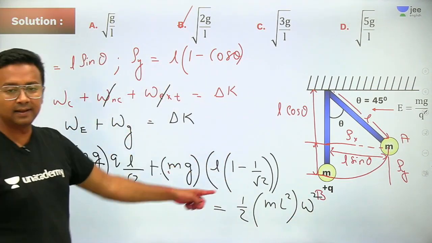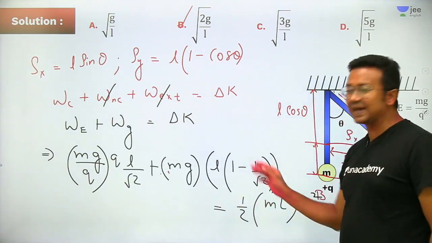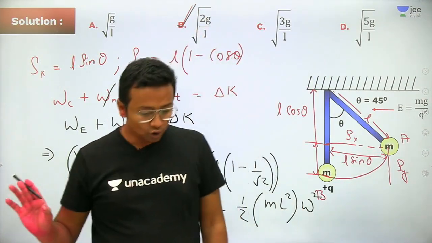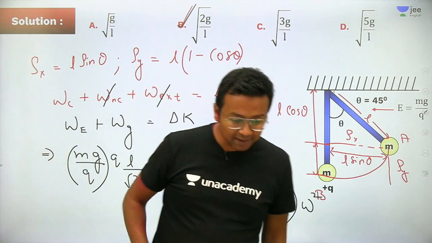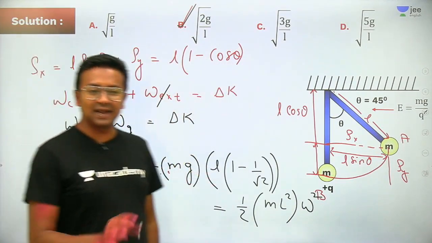Students, now the last part has come. So go ahead, do this calculation. You will get option B as the correct answer. That's all you are required to do. I am not doing that part, because it's going to be lengthy and we are going to waste time in calculations.